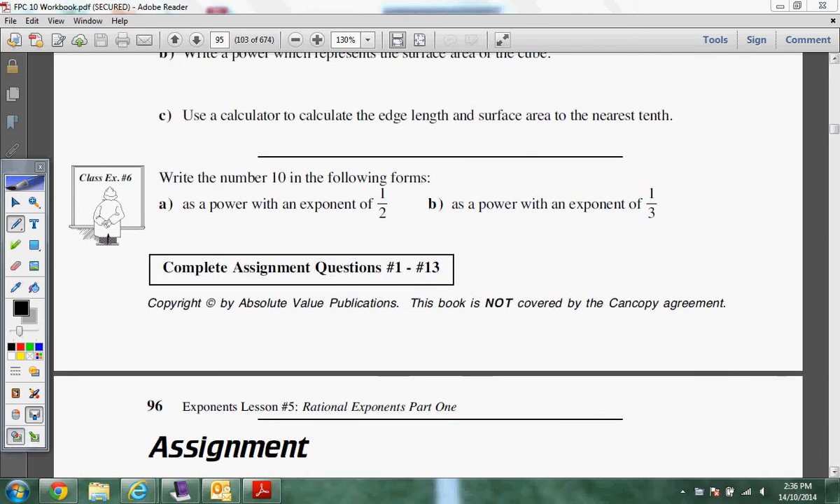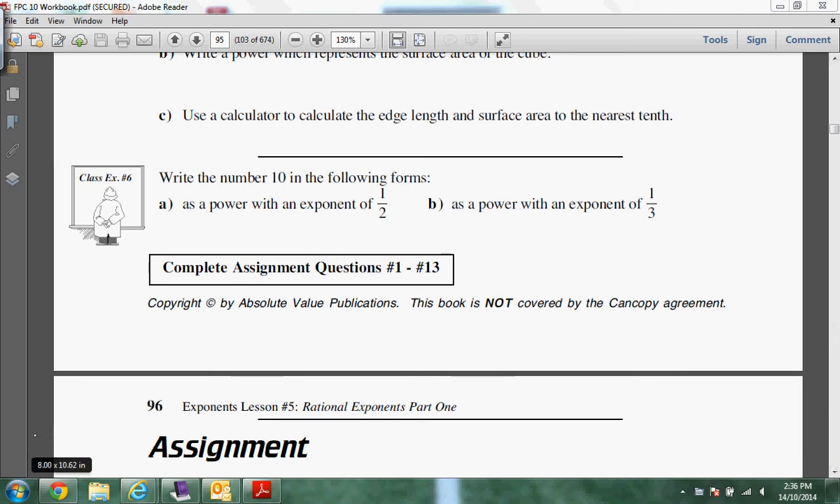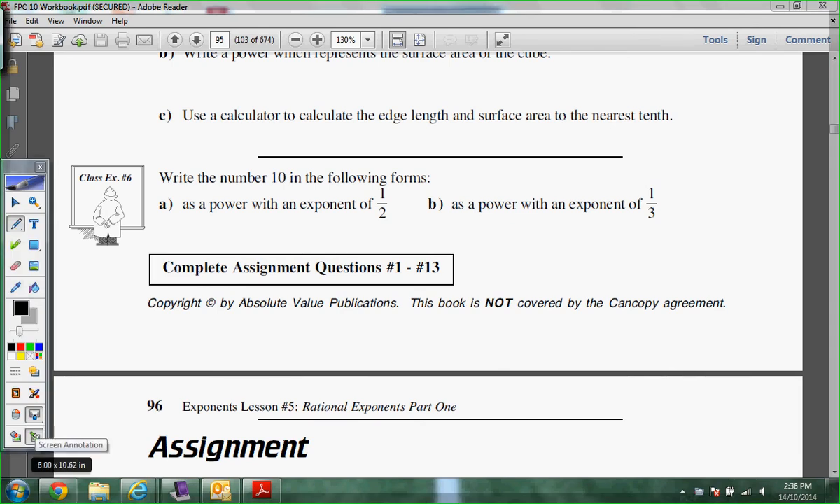Okay, so write the number 10 in the following forms. As a power with an exponent of 1/2. Okay, so you want the answer to be 10. That's what it's saying. It's not 10 to the 1/2. What will give you 10? So what's square rooted is 10? 100 to the 1/2, right? Okay, it's a power of 1/3. So what cube root? We did it earlier. 1,000. Yep, good. 1,000 to the 1/3. These all equal 10. All right, good deal.